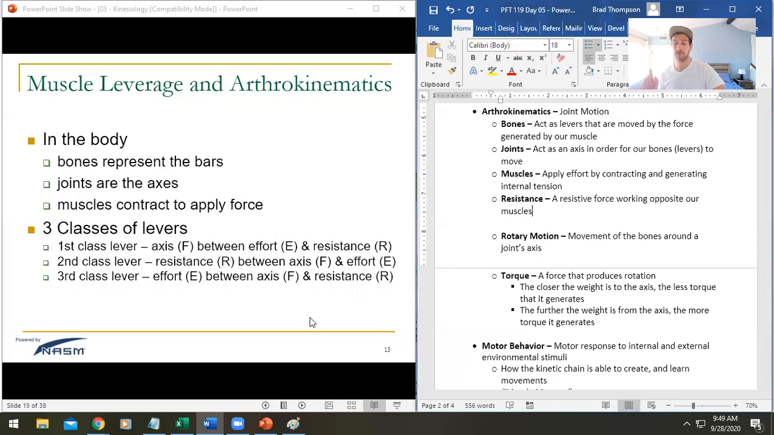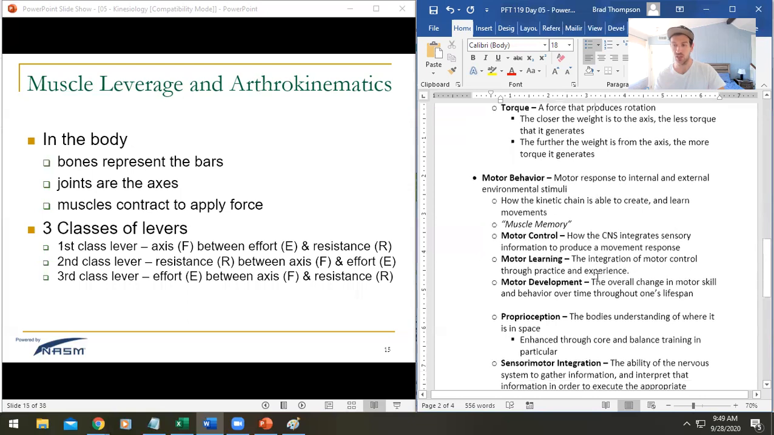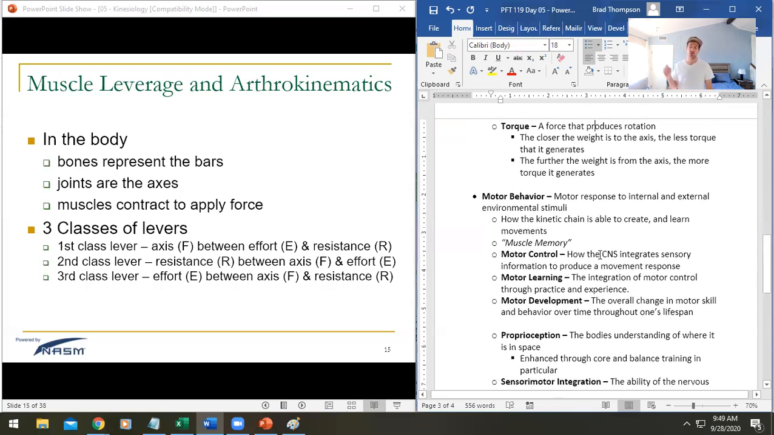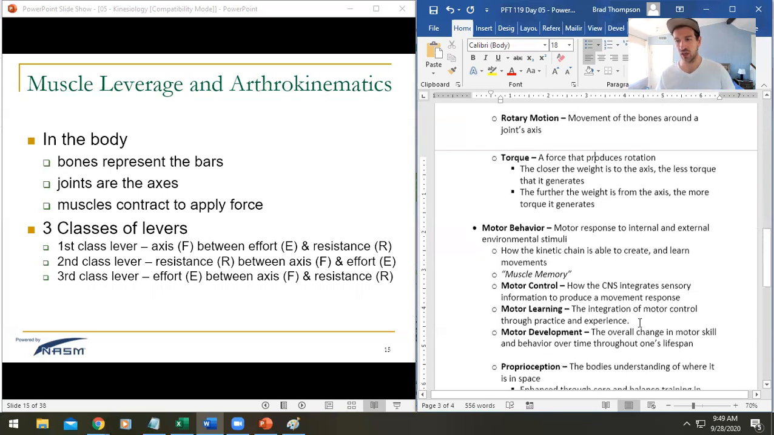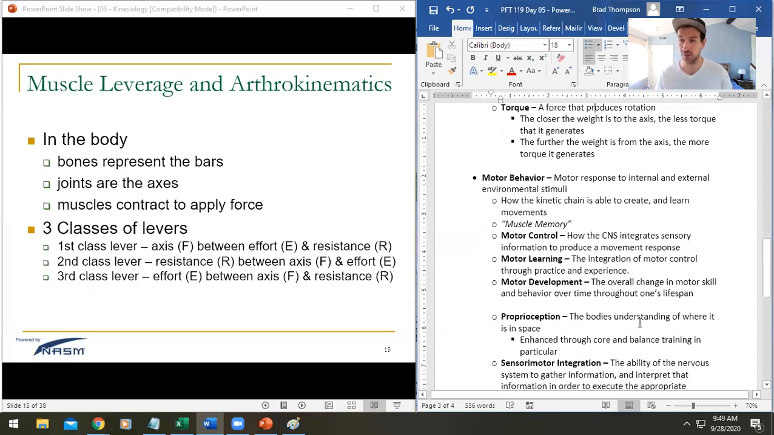Now, torque, which is not up here. Torque is a force that produces some type of rotation. What you want to understand about torque is that it's determined by how much force is being applied to something. And here's the rule for understanding torque. The closer a resistive force is to wherever it's pivoting from, the less torque it has.